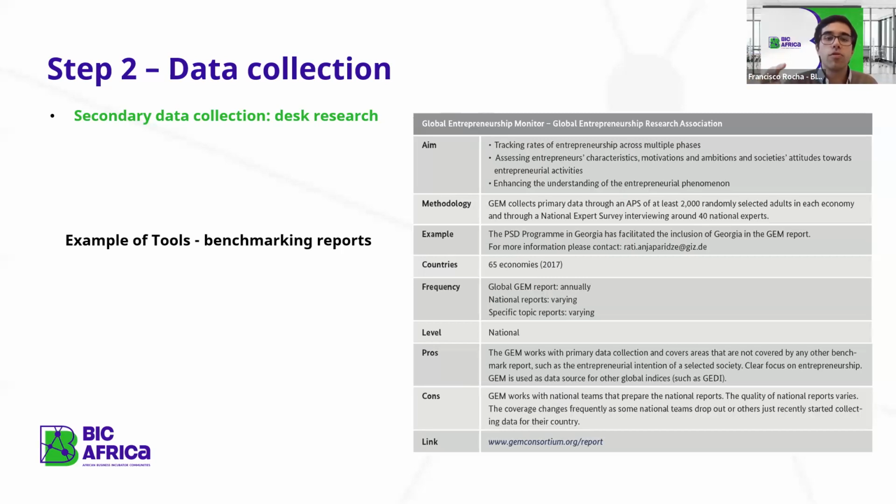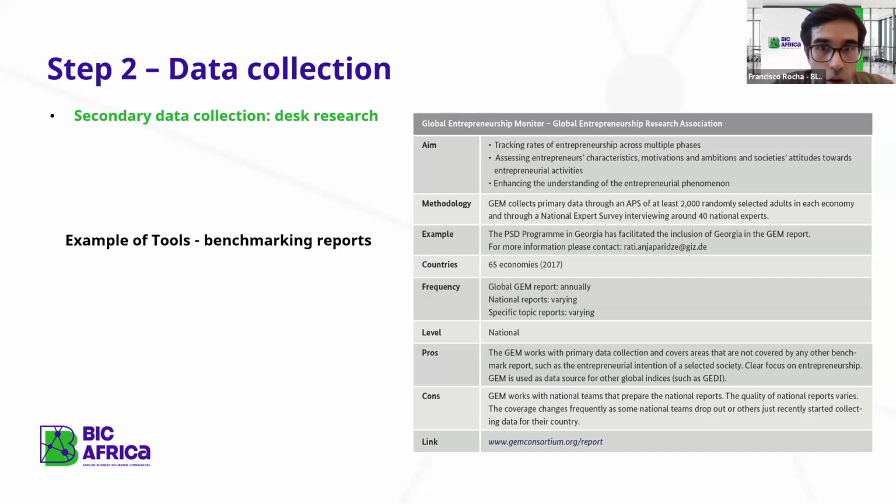Here, the example shows what relevant data we could take from the Global Entrepreneurship Monitor. So you'll see that you have several lines for types of information that we want to collect. We want to collect what is the aim of this report. In this case, tracking the rates of entrepreneurship across multiple phases. And what is the aim of this, adapted, of course, with the aim of our mapping. What is the methodology used in GEM? Douglas talked about this, so the survey and the National Expert Survey.